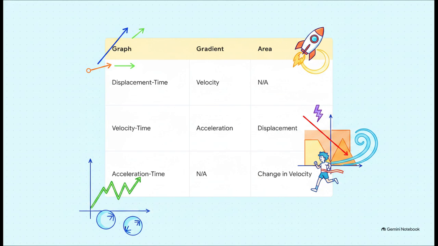But here is the really incredible part. If you calculate the geometric area under a velocity time graph, it gives you the object's total displacement. It's a beautiful intersection of geometry and physics.